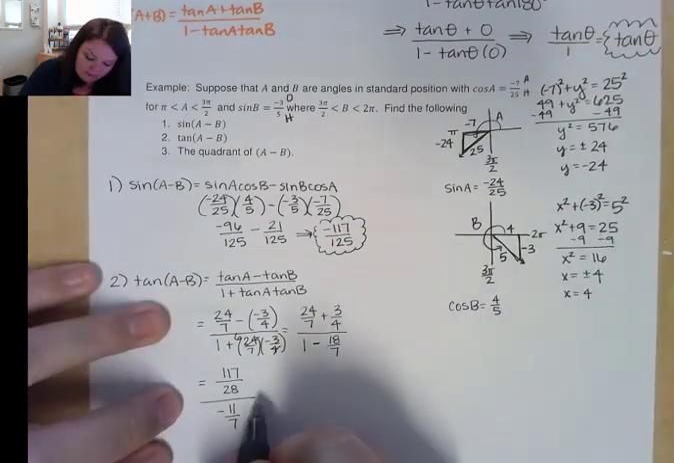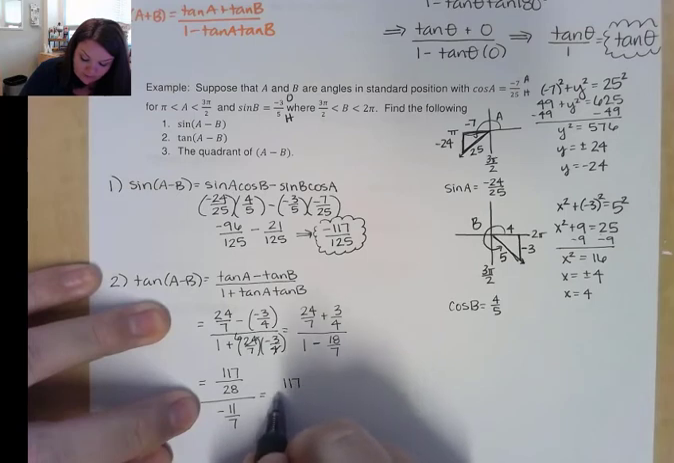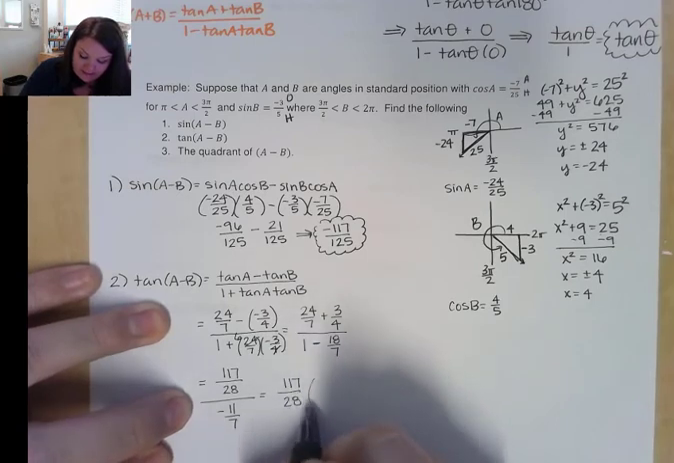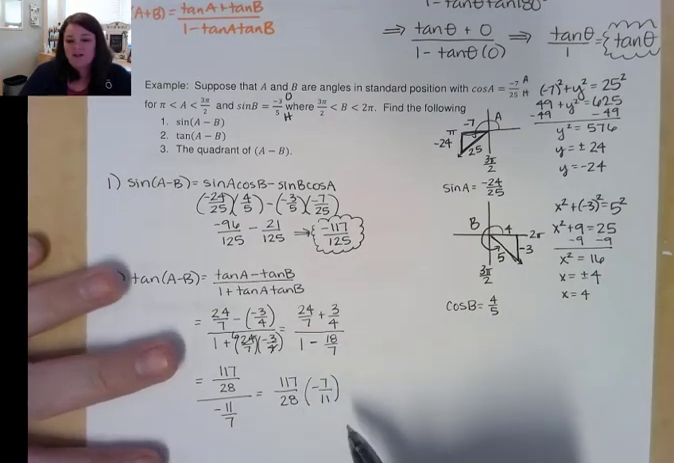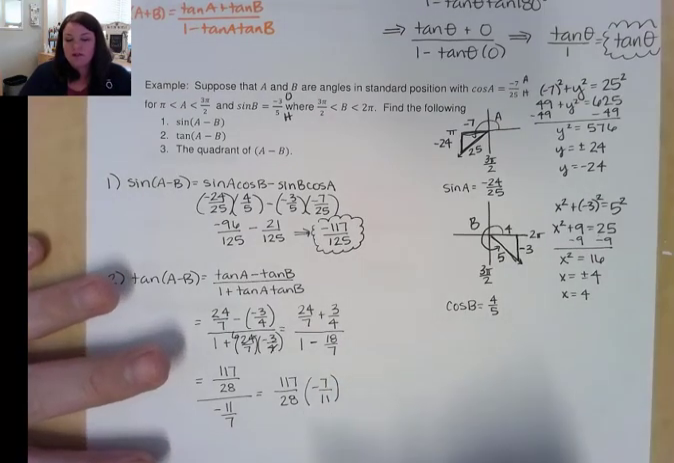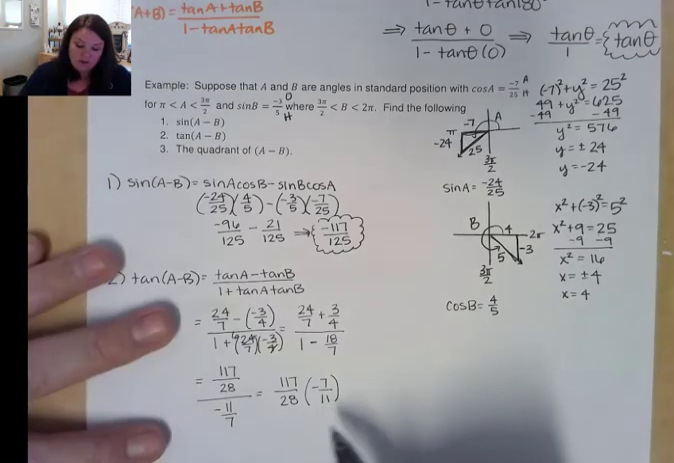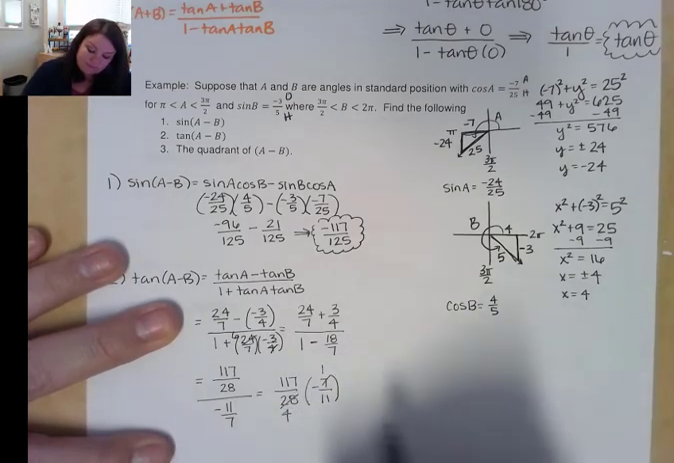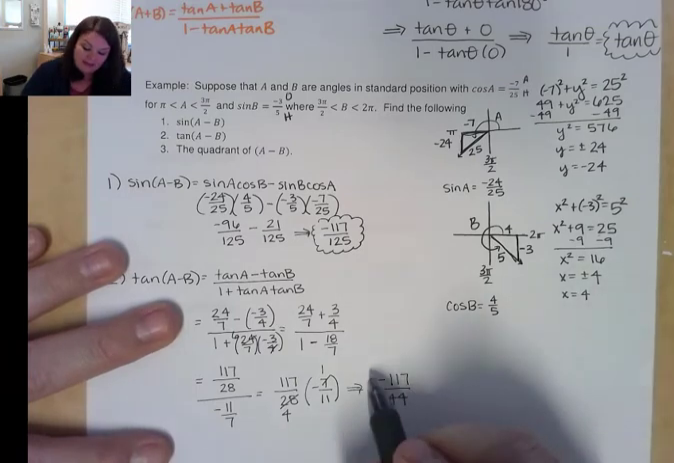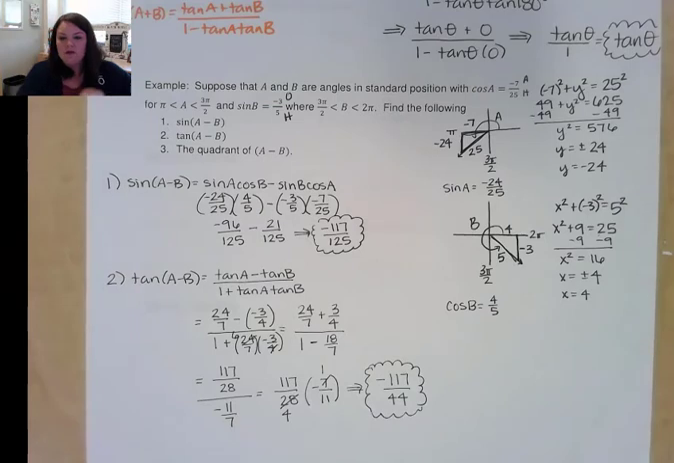And then we know we can flip and multiply by the reciprocal. So 117 over 28 times negative 7 over 11. And then here you can go ahead and just continue to multiply using the fraction button on your calculator, or I'm going to go ahead and just reduce, because I know if I reduce this to 1, I can reduce this to 4. So I end up with negative 117 over 44 as my tangent value. Okay, so that was number 1.